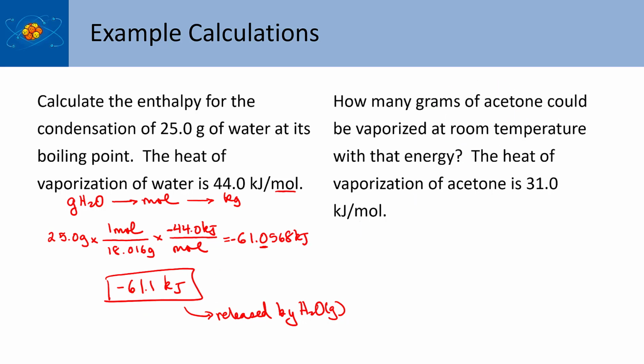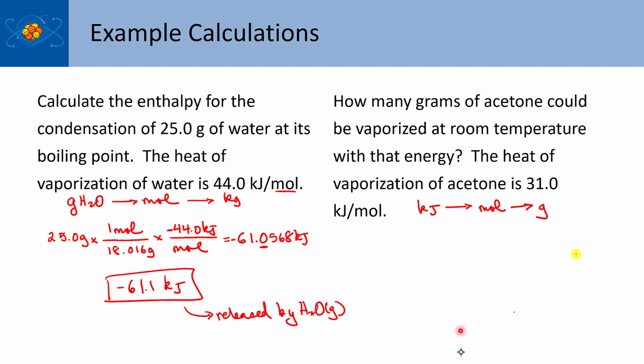So I'll start with the process. I'll have kilojoules of energy from the condensation. Then that's kilojoules. And we're going to convert that into moles, and then we'll convert that into grams. The way we'll convert it into moles is to use this heat of vaporization of acetone.